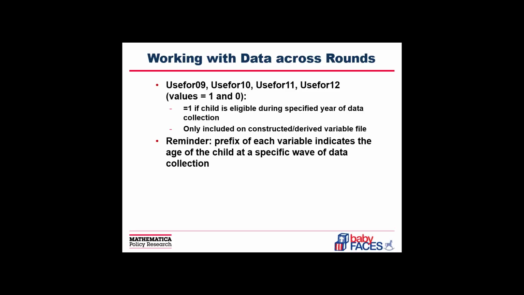For example, if you wish to run an analysis on cohort 1 during spring 2010 data collection, you would want to limit your analysis to the sample where used for 10 equals 1 and cohort equals 1. As a reminder, spring 2010 is the second year of data collection and would correspond to age 2 for the 1-year-old cohort and to age 1 for the newborn cohort. These variables are not on the source level files, therefore you will need to take this into account if you merge source level data across rounds and plan to run an unweighted analysis.